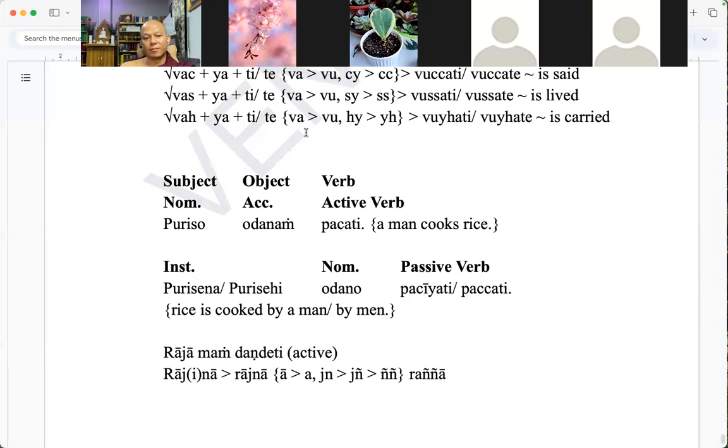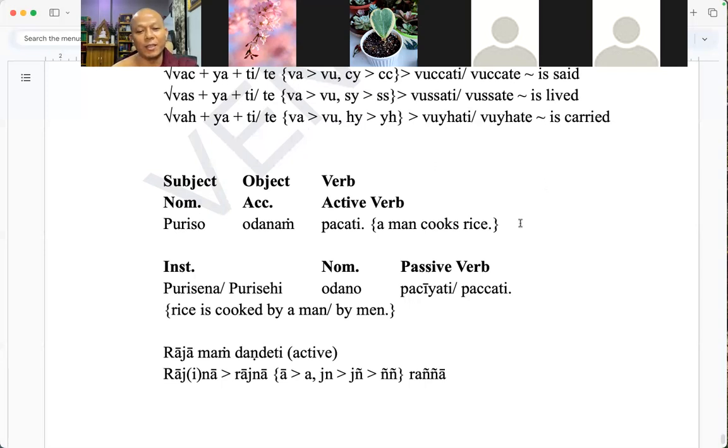For example, with rice, if we have the active verb, the man cooks rice. And we can also say that one man cooks rice. But in the passive verb, when we change it to passive, "by a man" or "by men" means that singular or plural is still acceptable. But in fact, it's just one man who cooked that rice. But when we put it into passive, the rice is cooked by men. It means that plural or singular is still acceptable.